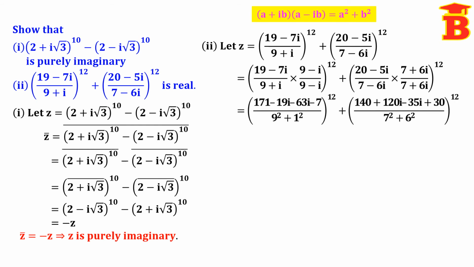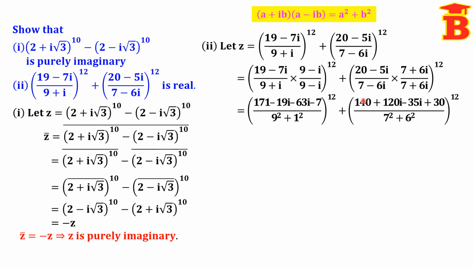So see the denominator, using that formula, this is 9 square plus 1 square. Similarly here also using the formula, this is 7 square plus 6 square. And numerator we have to multiply. 19 into 9, 171 minus 19i minus 7 into 9, 63i minus into minus plus 7i square. Again i squared is minus 1, so we can write it as minus 7. And this first term whole power 12.